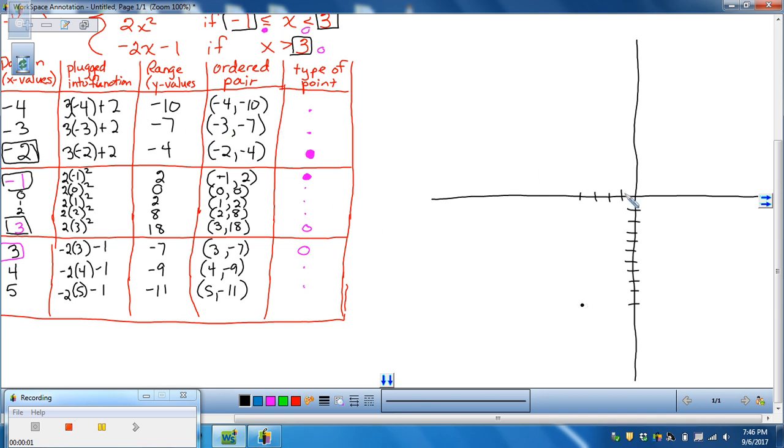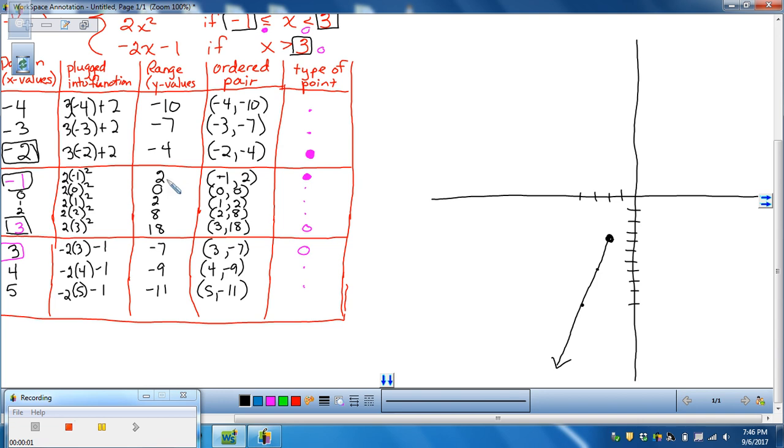Next point, negative 3, negative 7. Negative 7 would be here. And the third one, negative 2, negative 4. Over 2, down 4. And that one is a big point. That means it's an end point. I'm not going past that one. You do not go past it. Now the other direction is going to keep going forever, but once you get to an end point, you stop. So I've got a line that's going this direction forever.